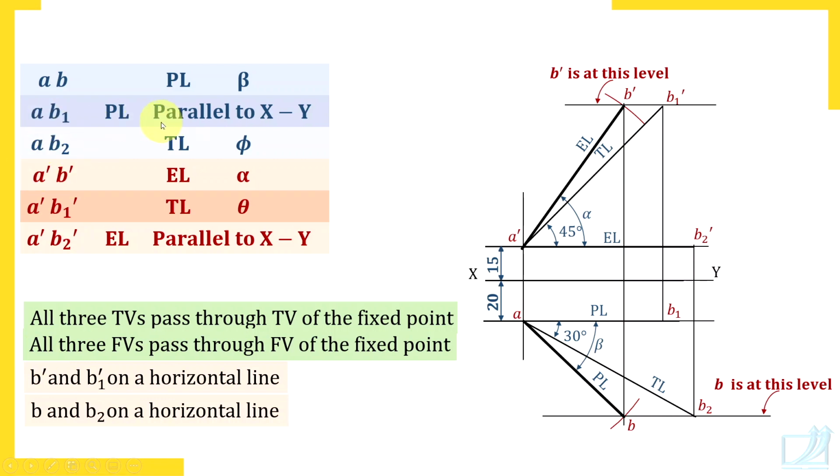Where we have mentioned it, check here. AB1 is parallel to the XY line. Similarly, A dash B2 dash is parallel to the XY line. Means A dash B2 dash are on a horizontal line.